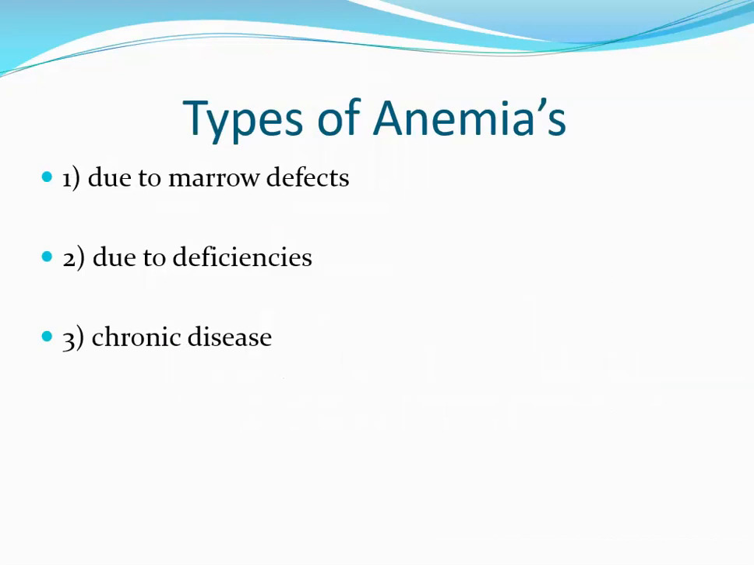We will look at the different types of anemia. Anemia could be due to a defect in the bone marrow. This is where the red blood cells are produced. It could be due to a dietary deficiency, or it could be due to some other chronic disease.